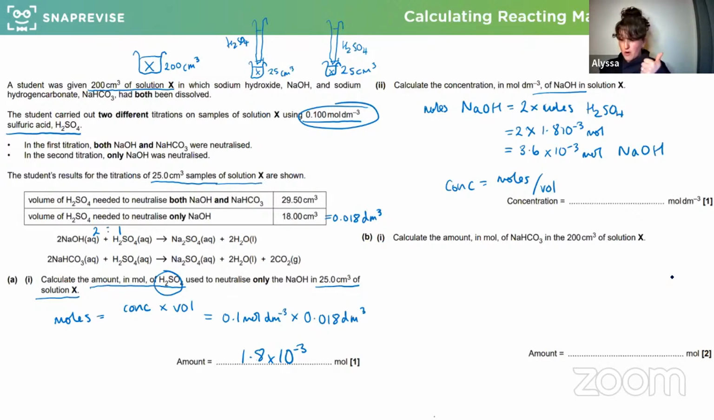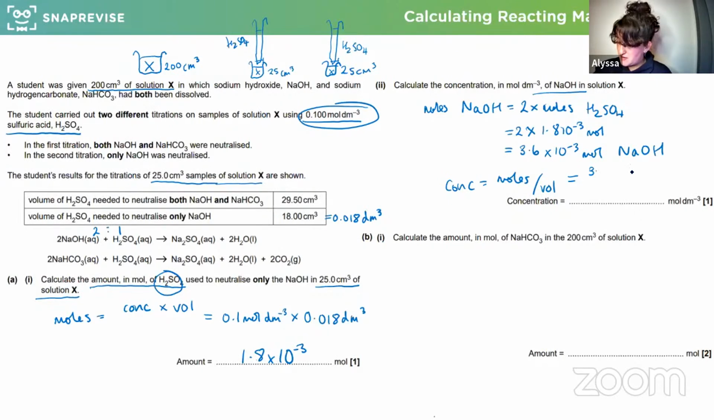So now I've got the moles of sodium hydroxide and I've got a volume, because it's my amount of sodium hydroxide in solution X, and the amount of solution X that I'm using at the moment is 25 centimeters cubed. So I get 0.144. Well done, those of you that got that. That's brilliant.